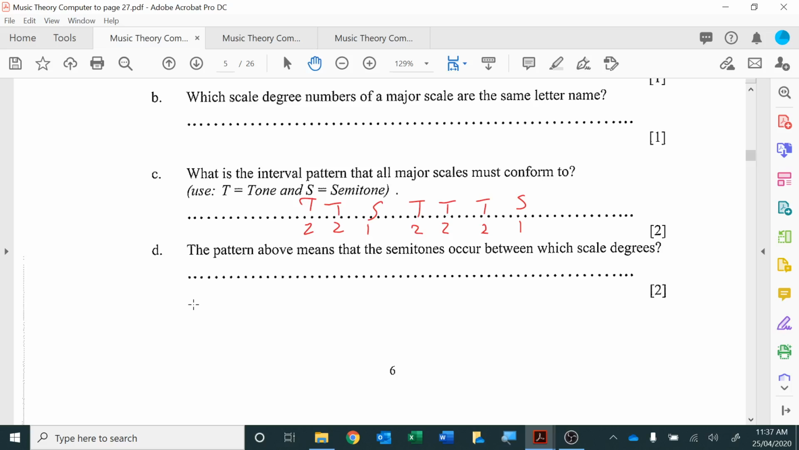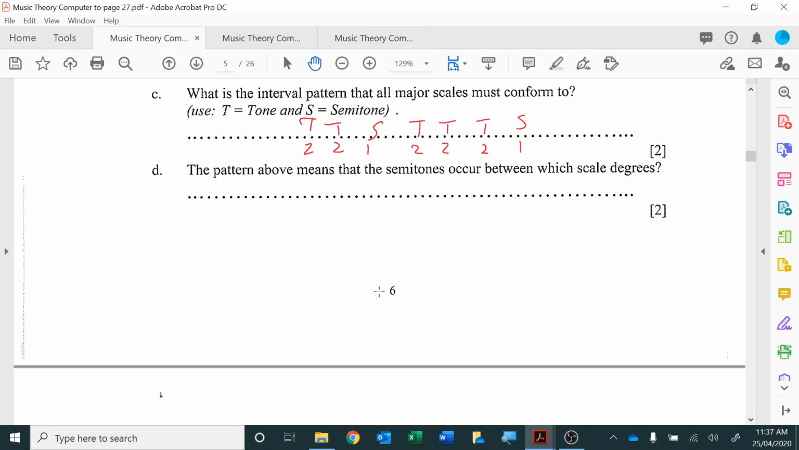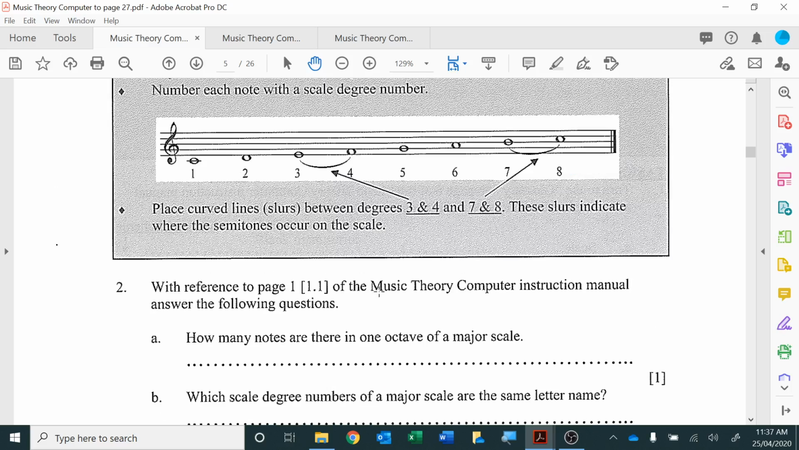The pattern above means that the semitones occur between which scale degrees? Oh, we've done that, sorry. Just double check: 3, 4, 7, 8.